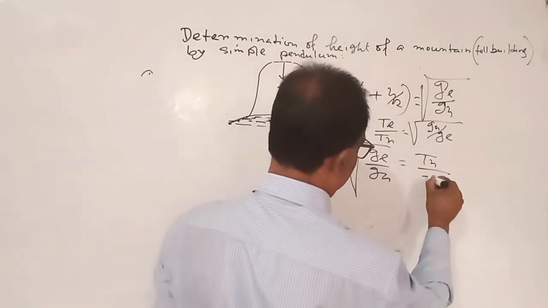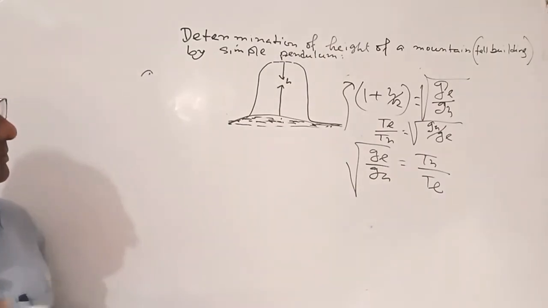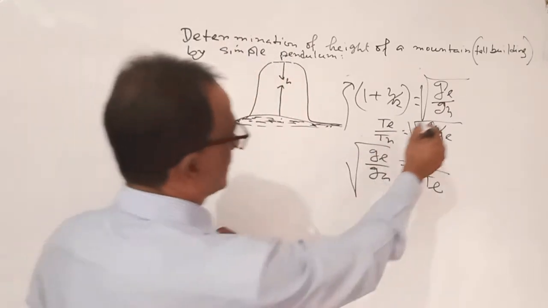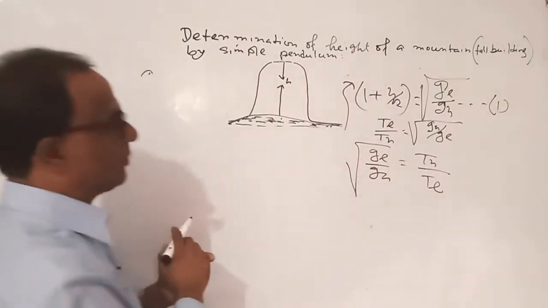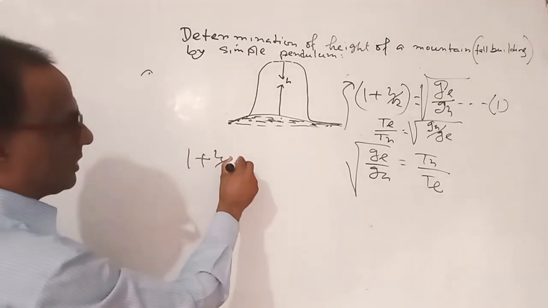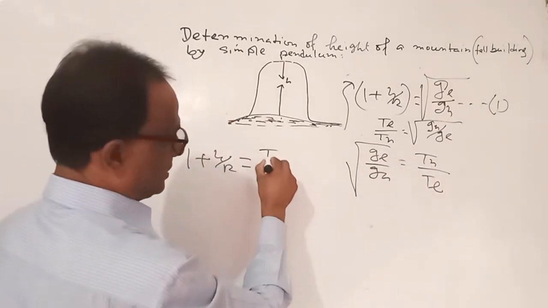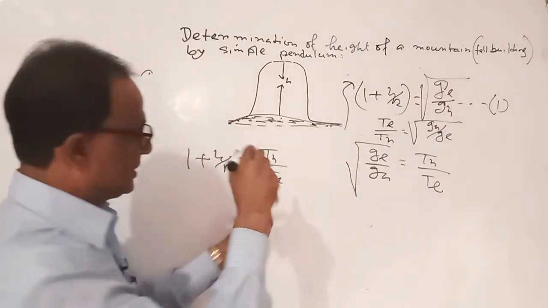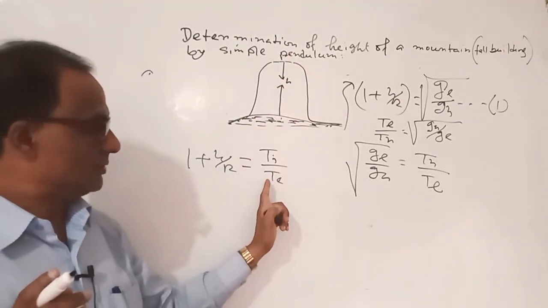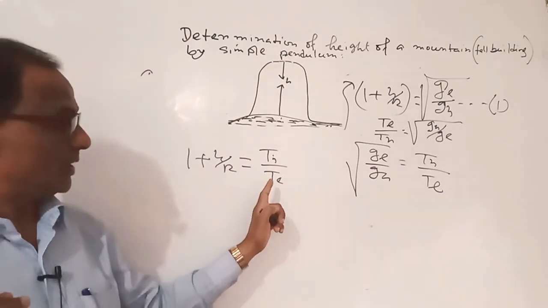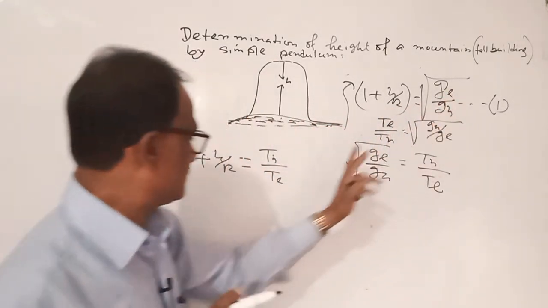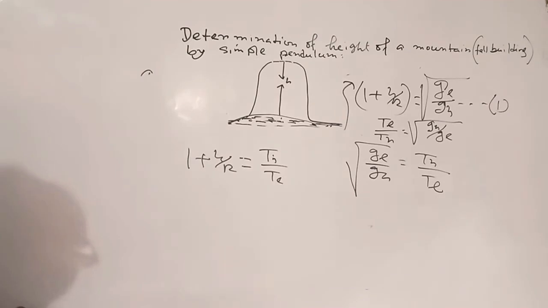So we can write down Ge by Gh equal to (Th by Te) whole square. So this is equation number 1. So we will have finally 1 plus h by R equal to Th by Te, that is the time period of the simple pendulum on the hill over the time period of the simple pendulum on the earth.